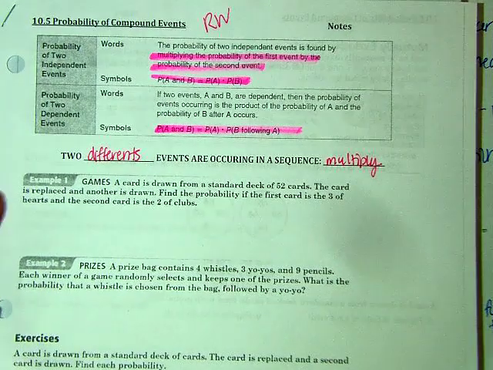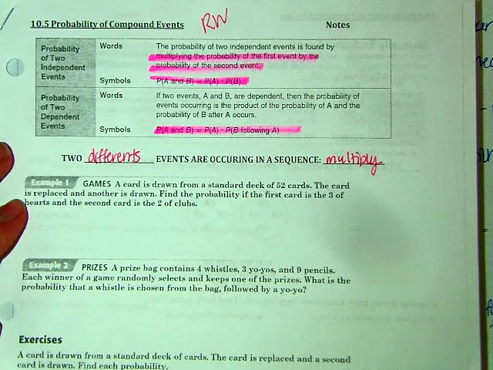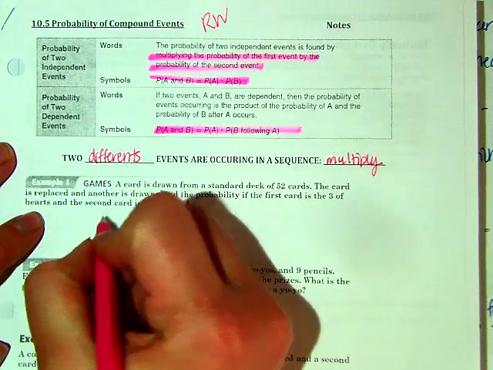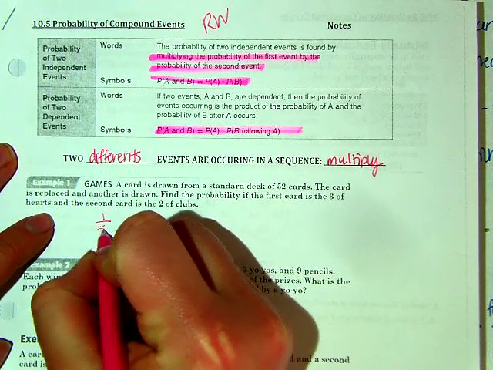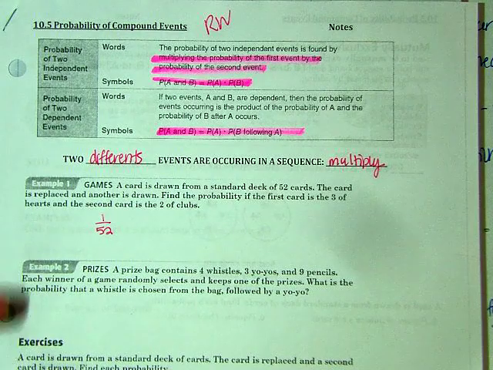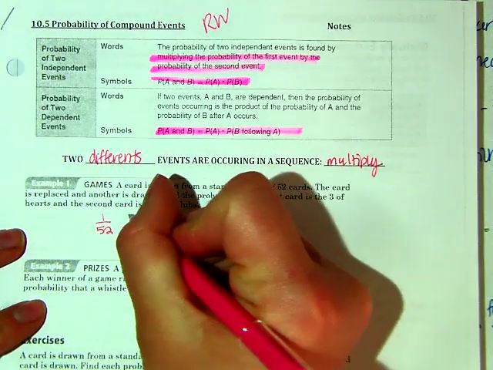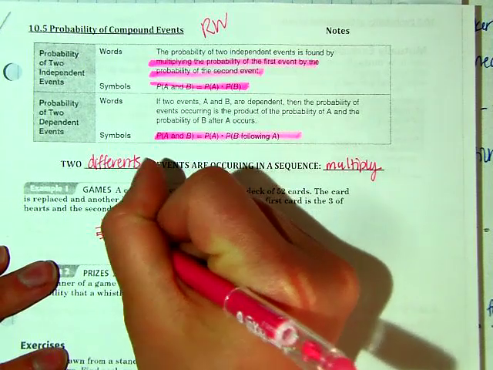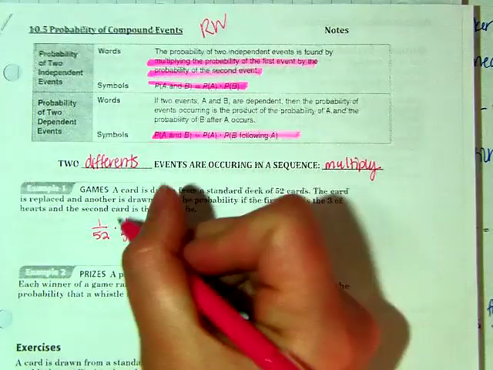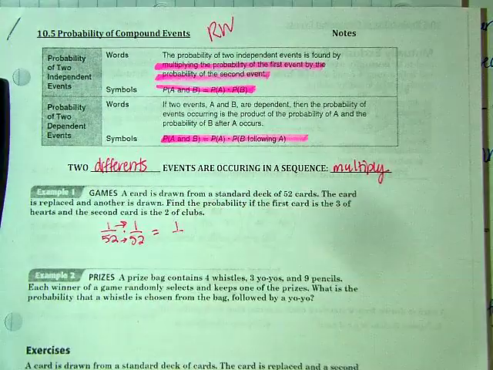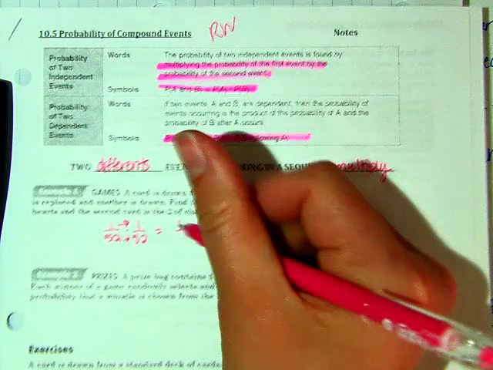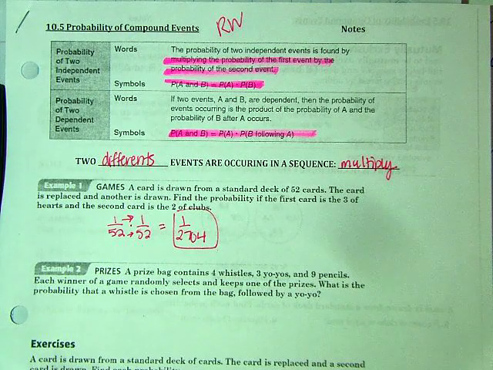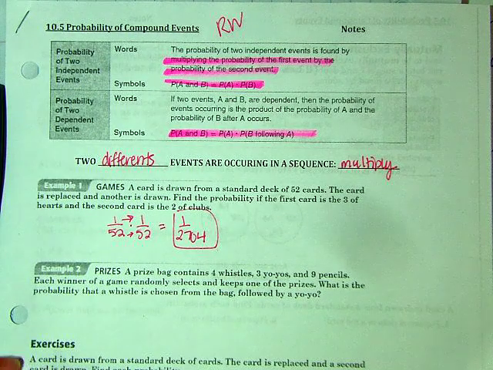A card is drawn from a standard deck of 52 cards. The card is replaced, and then another is drawn. Find the probability that the first card is a 3 of hearts, so there's one 3 of hearts in a deck, out of 52. So we take that out, we didn't get it, so we put it back in, and the other one is a 2 of clubs. Well, there's one 2 of clubs, and how many cards are in the deck? There are 52 still. So 1 out of 52 times 1 out of 52, multiply straight across, is 1 over 52 squared, basically 2,704. So that would be the probability of getting a 3 of hearts and then a 2 of clubs.